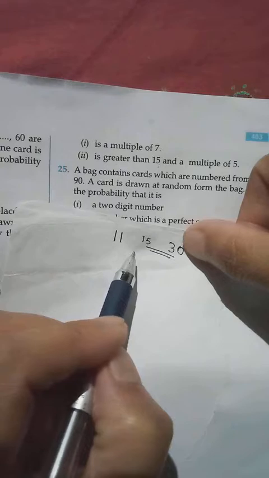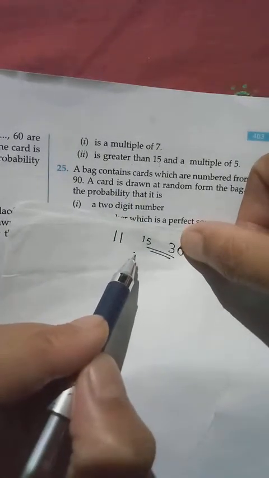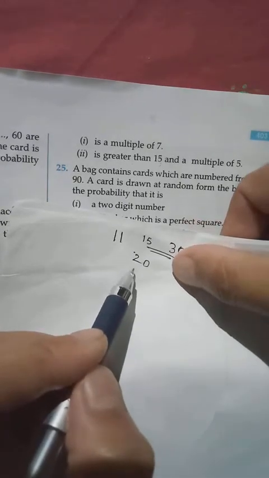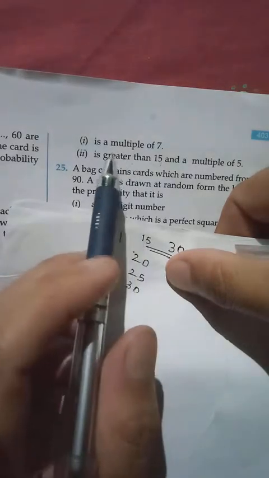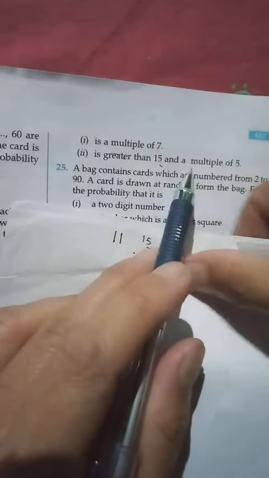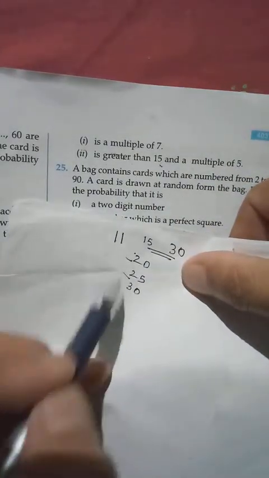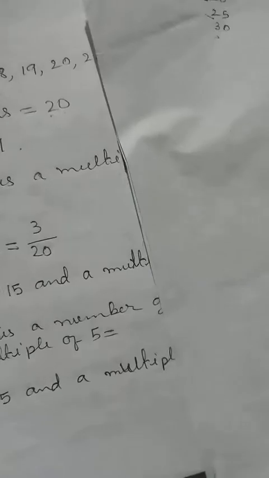5 times 3 is 15. So it should be greater, it will not be 15. 5 times 4 we have 20. 5 times 5 we have 25. 5 times 6, 30. So the numbers which are greater than 15 and at the same time we can divide by 5 are 20, 25 and 30. So that means we have 3 of them.